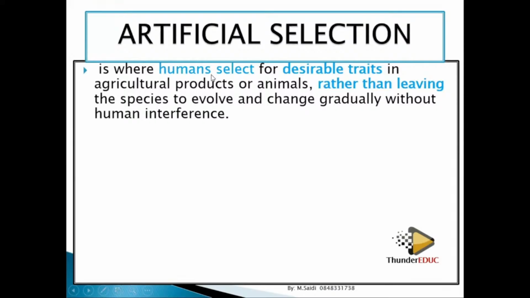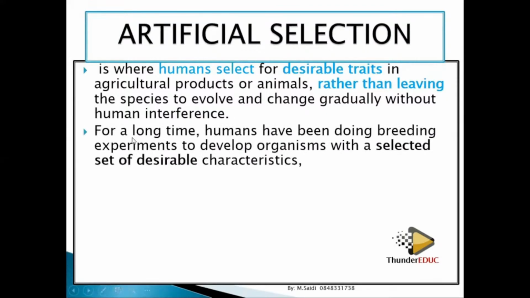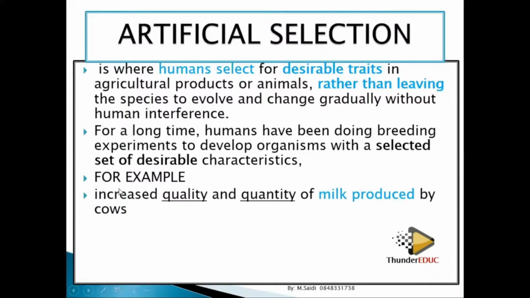So humans select, maybe I want chicken which can produce big eggs, so I'll be selecting them. For a long time, humans have been using this kind of method during breeding experiments to develop organisms with a selected set of desirable characteristics. They keep on selecting those which have desirable characteristics and keep them, and those which don't have desirable characteristics, they remove them from the system.